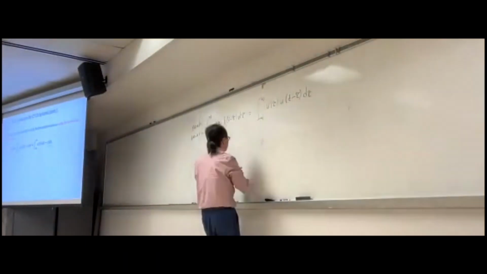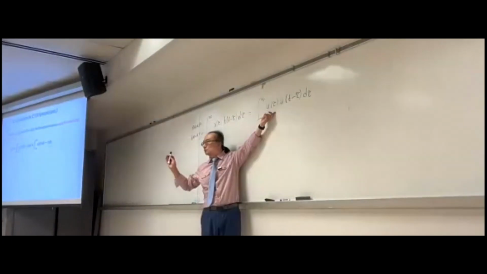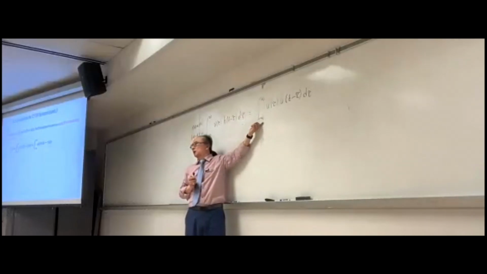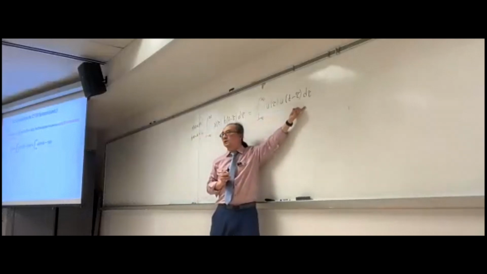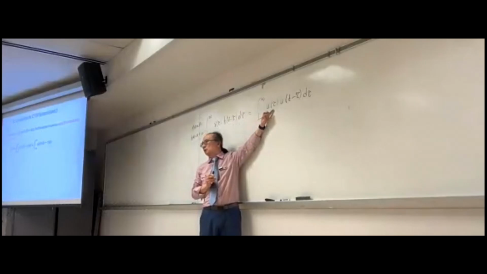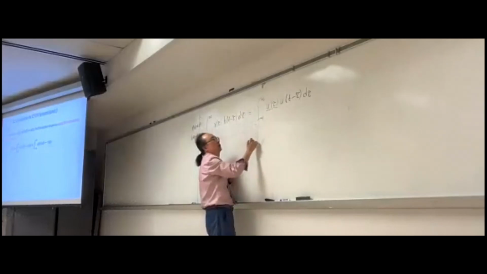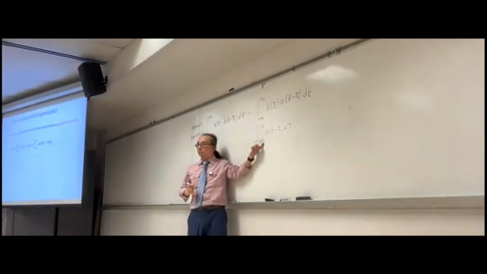What is u of t? Anything greater than 0 is 1, and less than 0 is 0, right? The integral's lower bound starts from negative infinity. However, in the expression we have u of tau, so anything below 0 is going to go away. It's 0. So this gives us the lower bound of 0, and that's it.